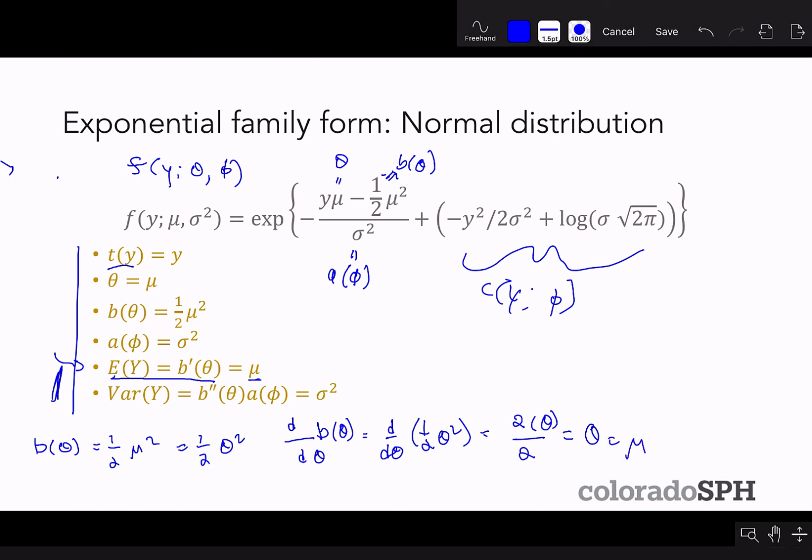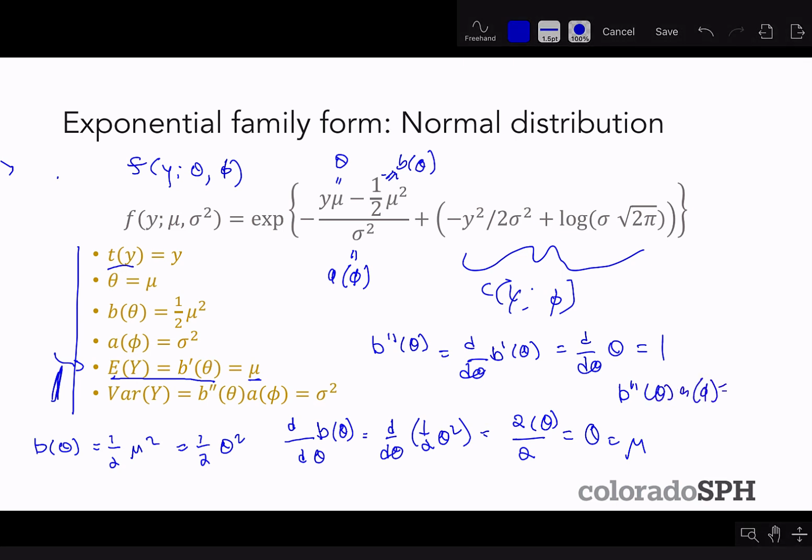So there's your expectation. Similarly, if we take the second derivative to get the variance, we get b double prime of theta equals d over d theta of b prime of theta, which equals d over d theta of theta, which equals 1. So in this case, b double prime of theta is just 1. So we get the variance of y is equal to b double prime of theta times a of phi, which is equal to sigma squared, because a of phi is sigma squared.